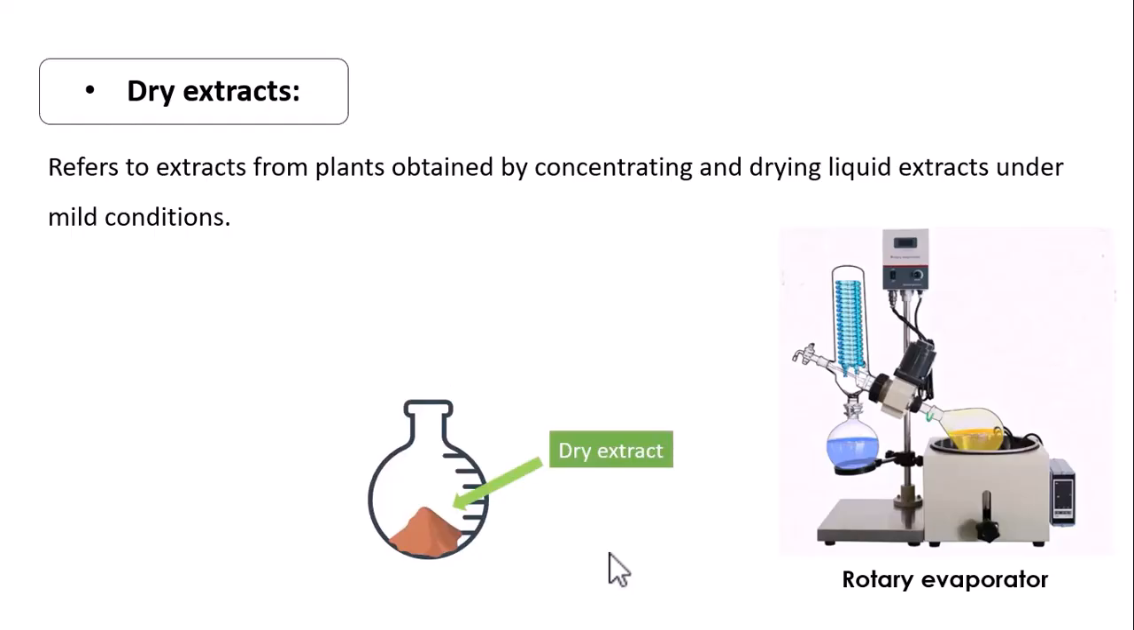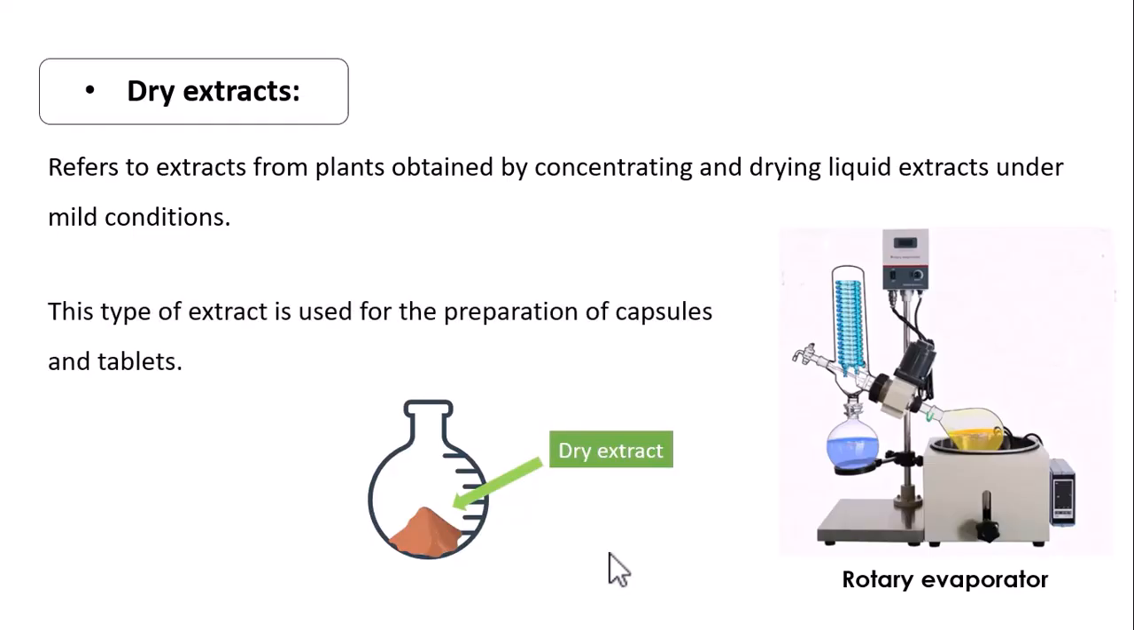This device works by pouring the liquid extract into a flask and placing it in the machine. The flask starts to rotate, and with the heat provided from the water bath below, within 1 to 2 hours, we evaporate all the solvent. These extracts are used to make capsules and tablets.